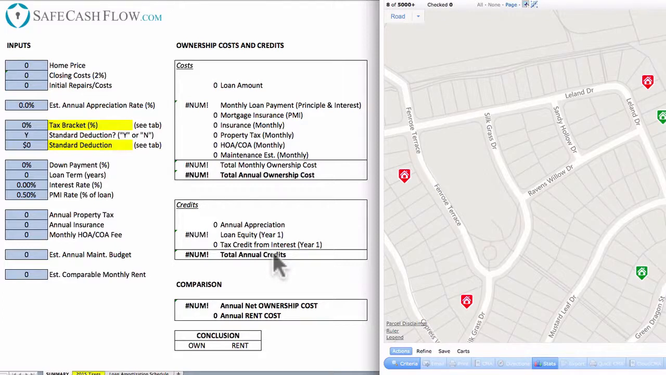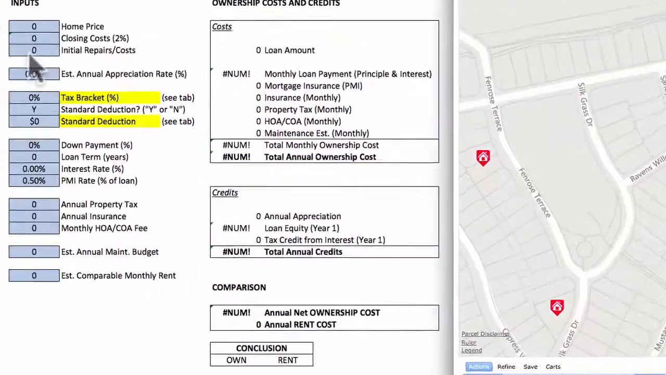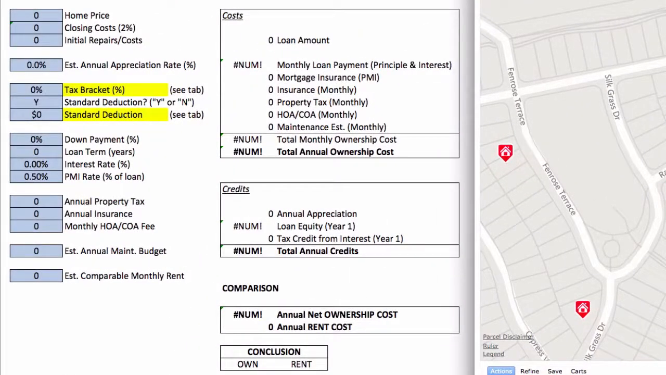And you don't have to be an Excel geek to do this analysis. All you have to know is how to open up an Excel file. Obviously, you've got to have Excel on your computer. And then once it's open, all we're going to do is input. It's a plug and play document.